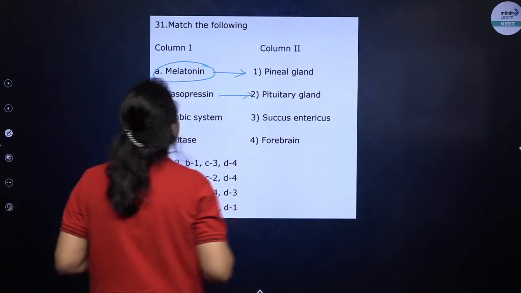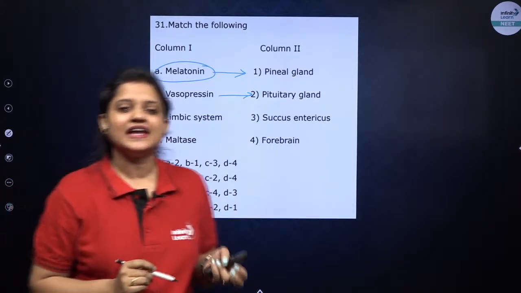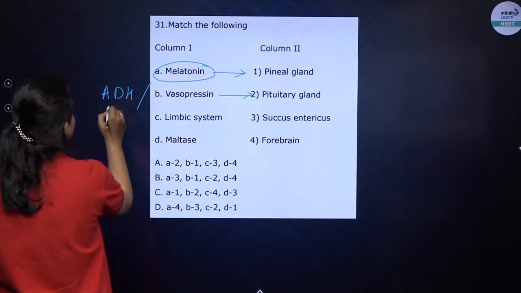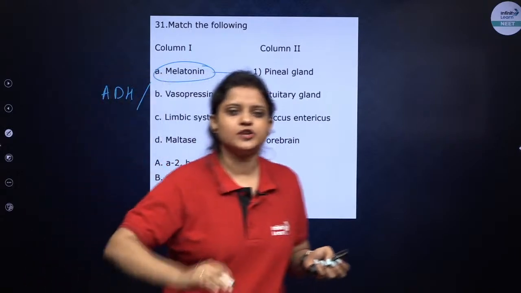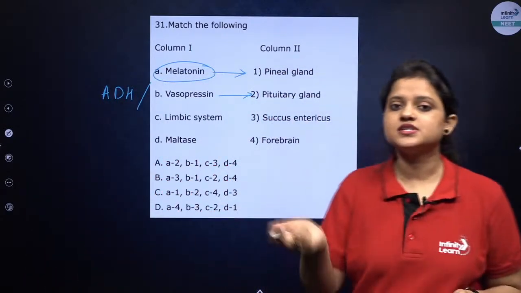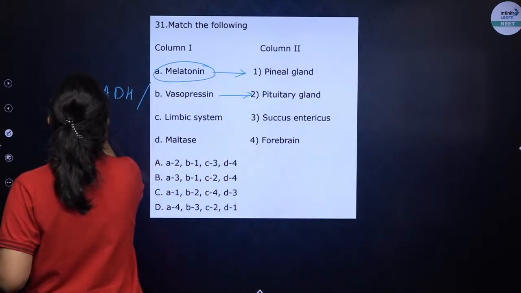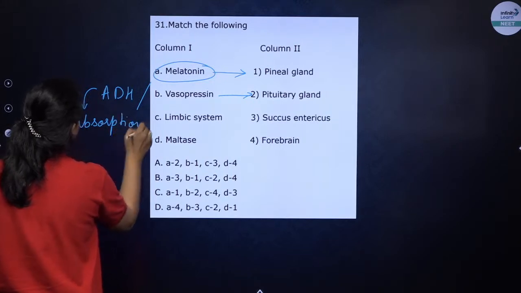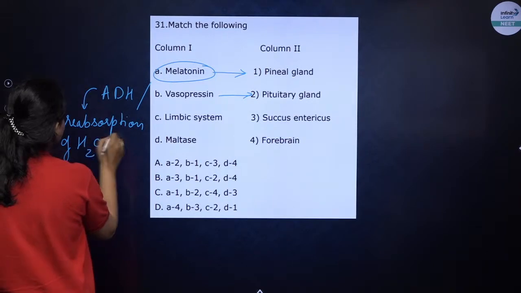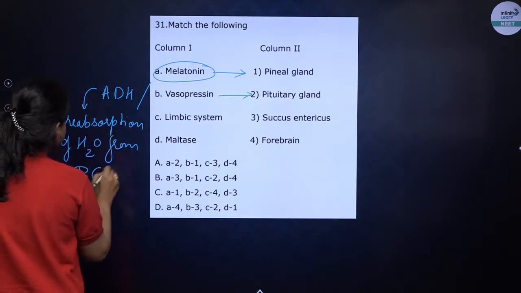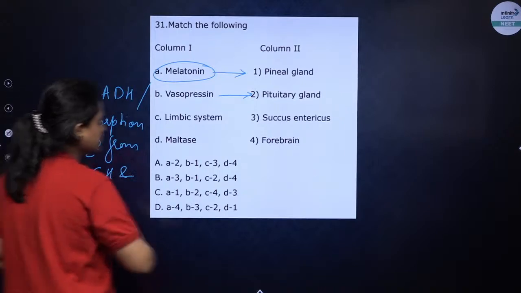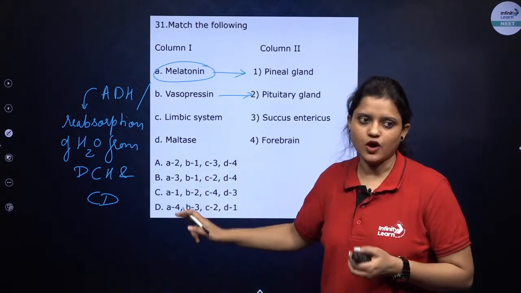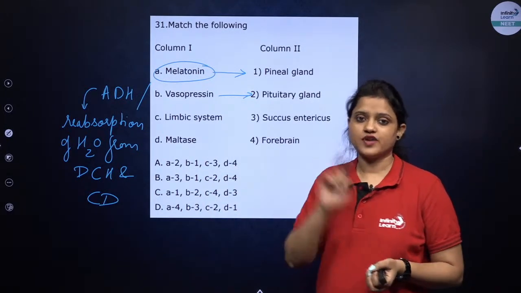Vasopressin. Another name of vasopressin is ADH, or anti-diuretic hormone. It prevents diuresis. It causes reabsorption of water from DCT and collecting duct. It also causes constriction of our blood vessels. That's why it is also known as vasopressin.